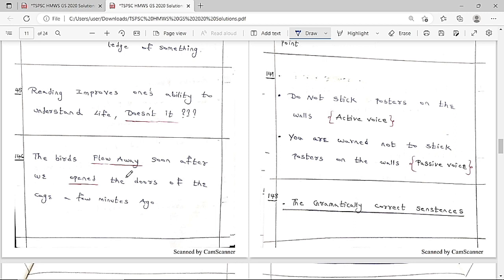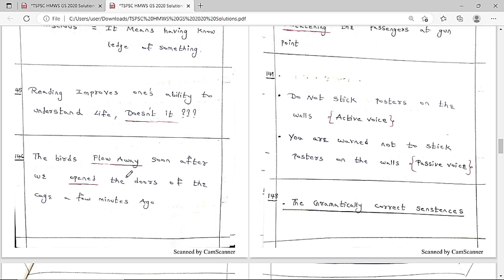You can see clearly here, the birds flew away soon after we opened the doors of the cage a few minutes ago. Basically, as a past tense, it means we opened the door and the birds flew away. Therefore we can say the birds flew away soon after we opened the doors of the cage a few minutes ago.